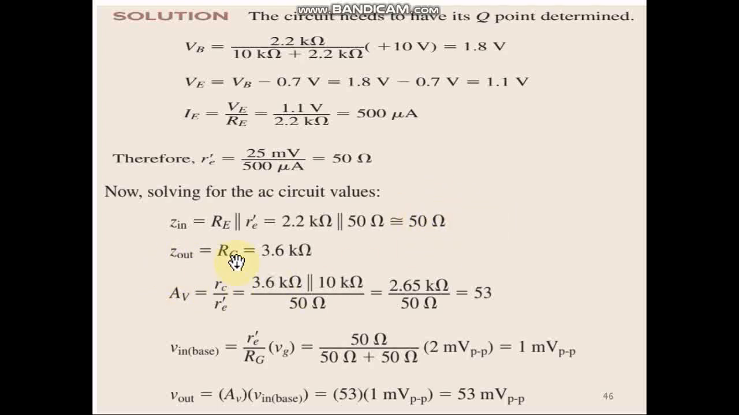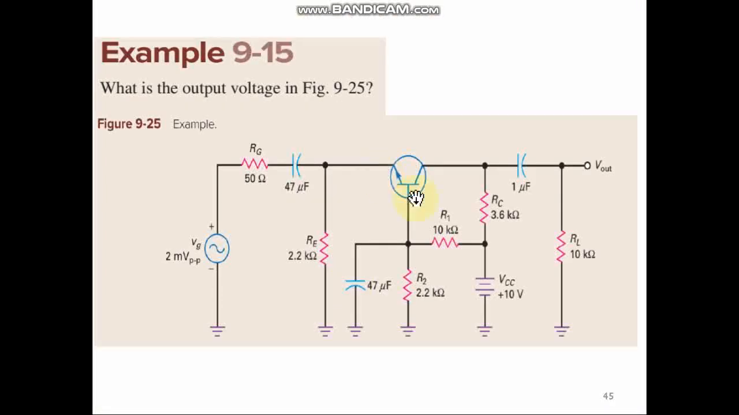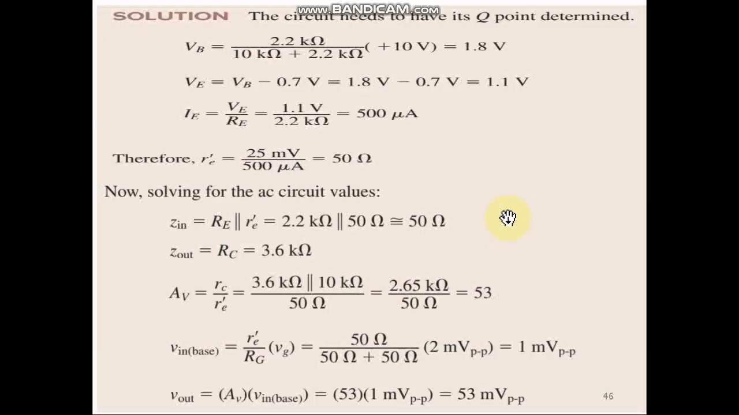Now Z out is almost equal to RC, so that is 3.6 kilo ohm. So now your voltage gain is RC upon RE dash. RC is nothing but RC parallel RL. Your RL is 10K and RC is 3.6. So 3.6 parallel 10K upon 50 ohm, that is equal to 53. So you are getting a voltage gain of 53.